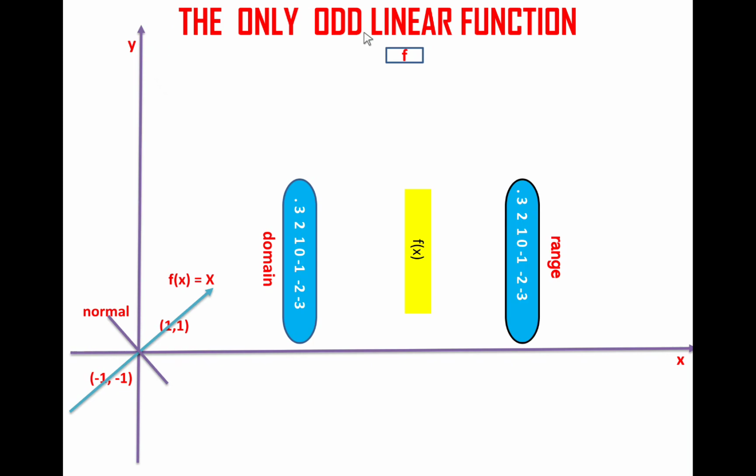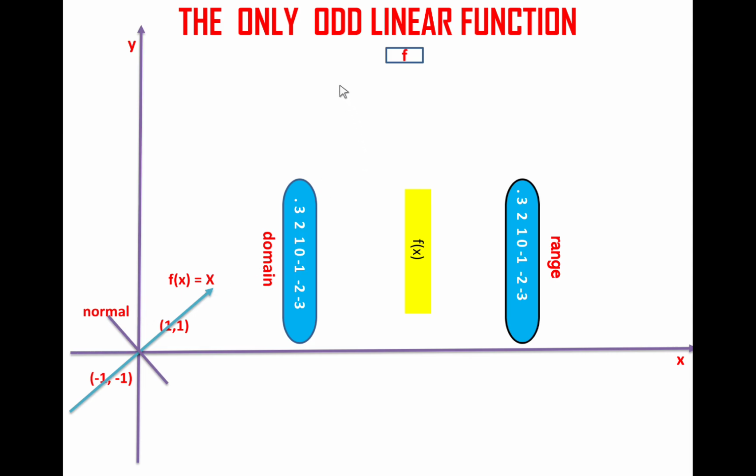We'll be talking about the only odd linear function, which is f of x equal to x. To do so, we identify the x-axis where x is the independent variable and the y-axis where y is the dependent variable. We also identify the line that represents f of x equal to x, which is the only odd linear function. F of x equal to x has a slope equal to 1. So this is f of x equal to x. And we also identified the normal line, which is perpendicular to f of x equal to x, with a slope equal to -1.